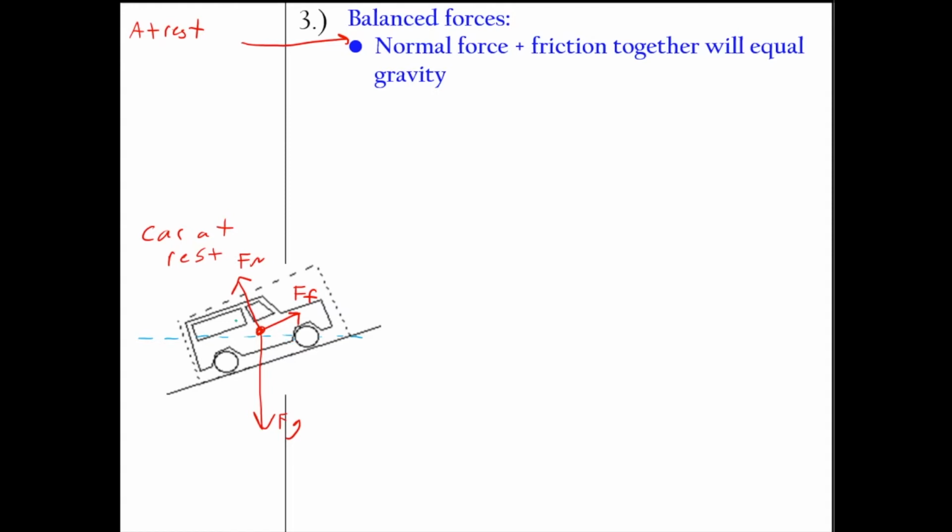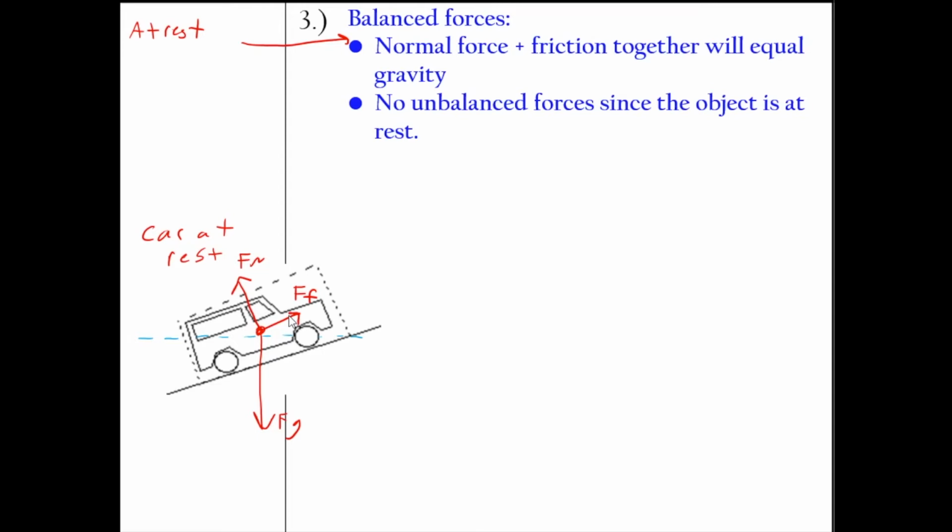How do we know that? Well, we said that our car is at rest. So if our car is at rest, the forces must be balanced. What forces are unbalanced? There's none. Again, since our car is at rest, it is not moving. None of the forces are unbalanced. Everything on this diagram needs to be balanced for our object to be at rest.